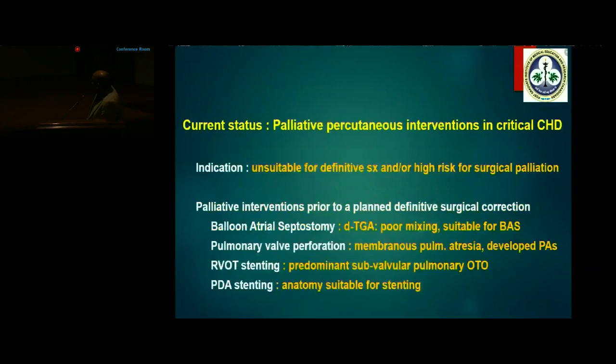And if it is predominantly subvalvular pulmonary outflow tract obstruction with recurrent spells, not suitable for surgery, we can go for right ventricular outflow tract stenting, if the anatomy is suitable. In pulmonary atresia subsets, when surgery is considered very high risk, we can go for ductal stenting.